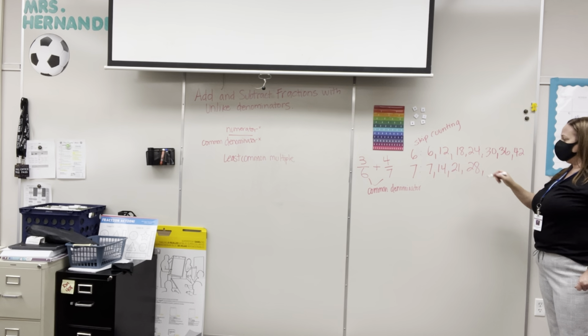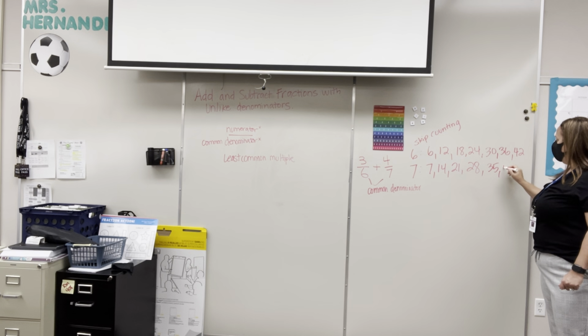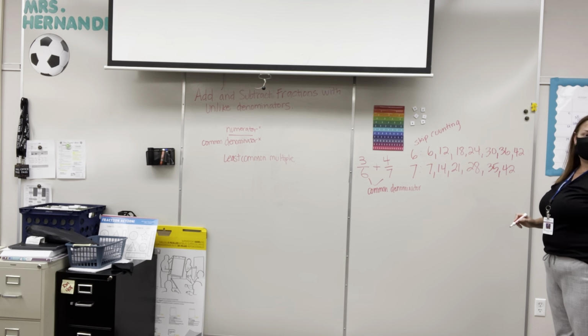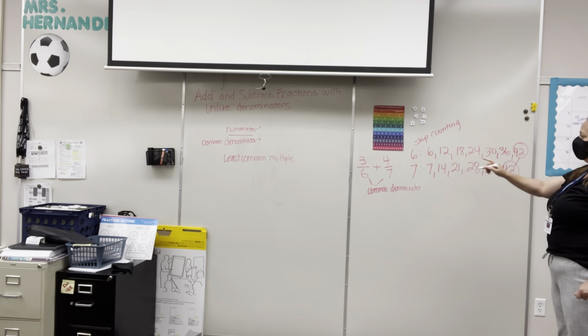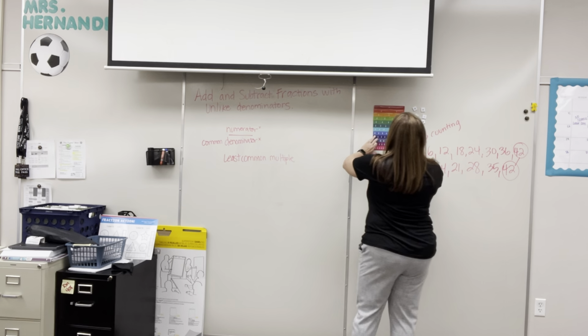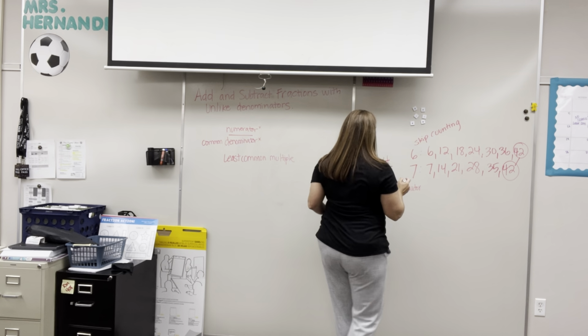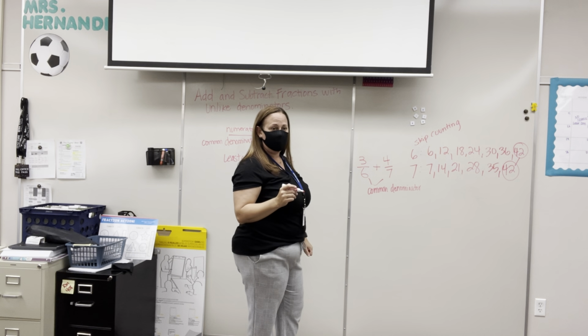So, Carlos, what's next after 28 on the 7s? 35. Okay. And 42. Okay, now do we have one that matches? Yes. This was a long one. You guys picked a hard one right off. So we know now that 42 matches. So how are we gonna change these so that they both have 42 on the bottom? What do we need to do?